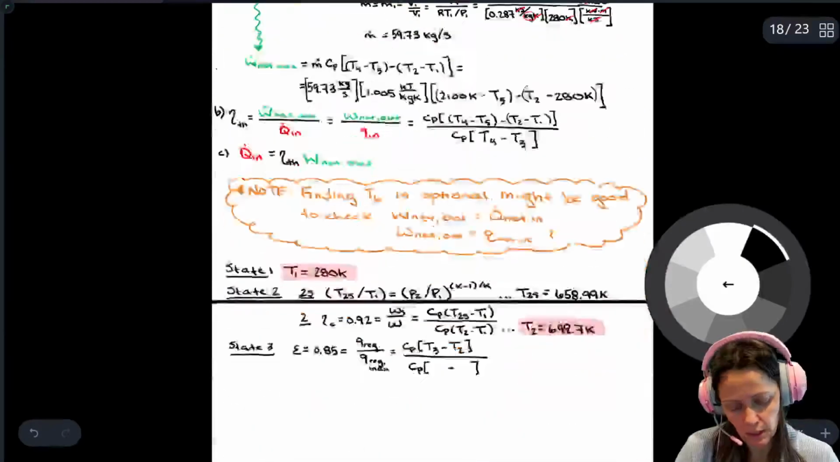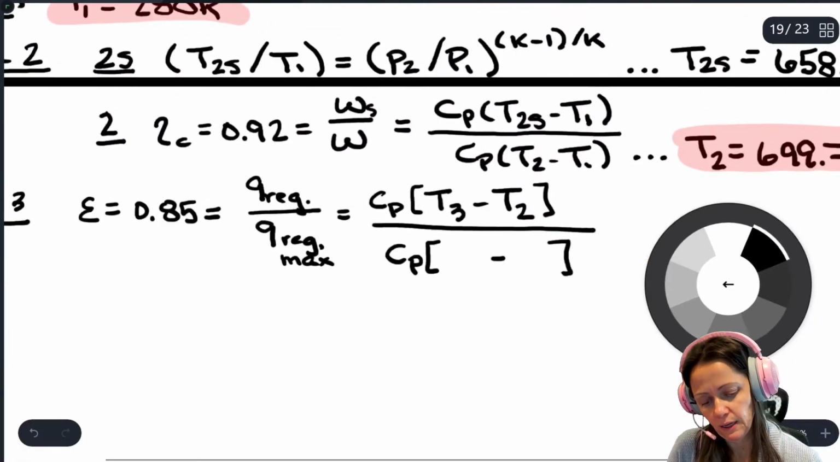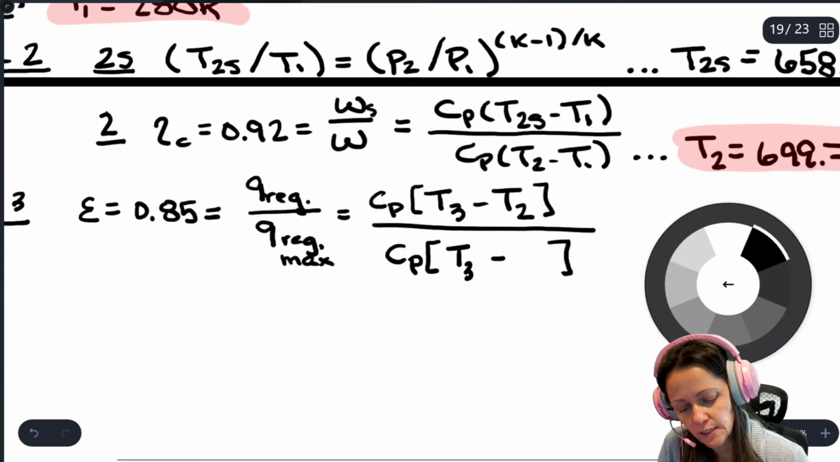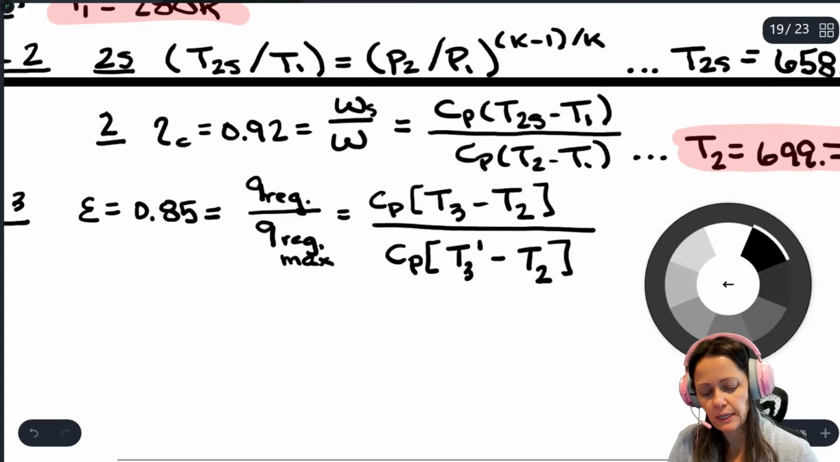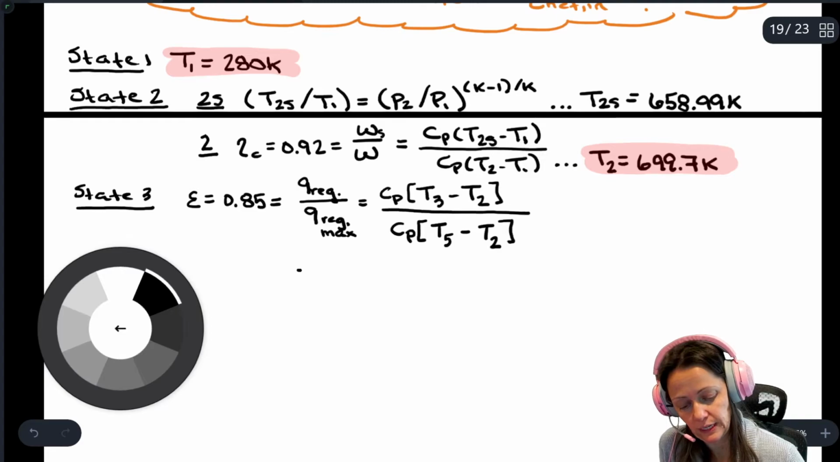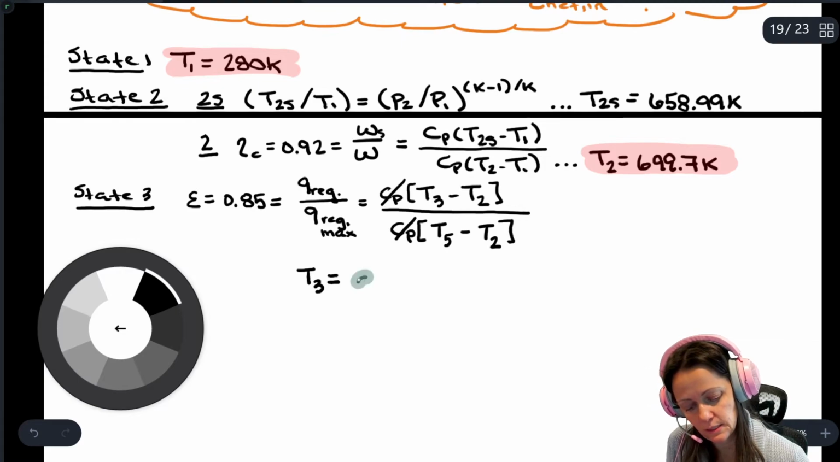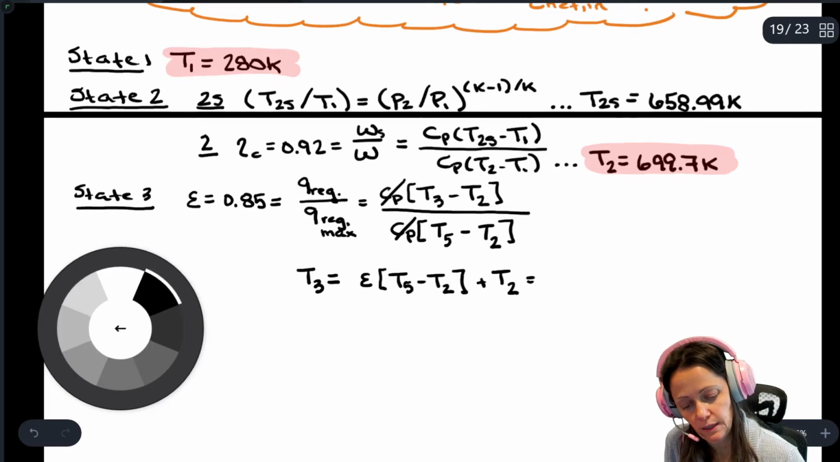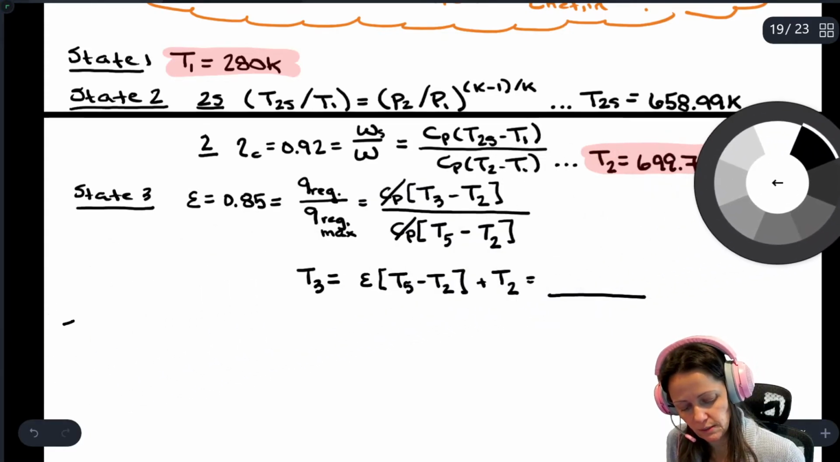You could think of this as T3 prime, but really T3 prime is the same as T5. Okay, so I don't know T5 yet, so I can't do anything about that now, but I could solve this. This would be the regenerator effectiveness times T5 minus T2, plus T2. All right, so whatever that is, we'll come back to him shortly. Almost done.